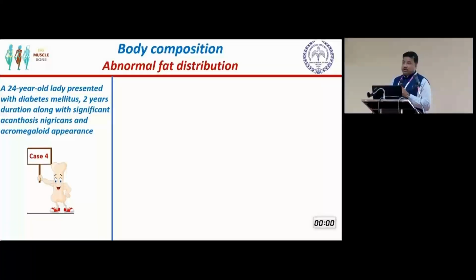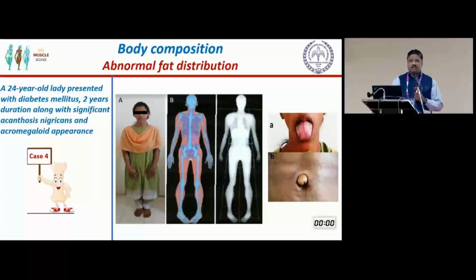This is the story of a 24-year-old girl who presented with diabetes of 2 years duration, severe acanthosis, and acromegaloid appearance. Any resident who sees her for the first time will ask for growth hormone and IGF-1. I remember Dr. Sahana had seen this patient. I think she tested twice for growth hormone and IGF-1 because she was so sure that this looked like acromegaly, but it wasn't. This is a clinical photograph. She's got an umbilical hernia, a large tongue, a very acromegaloid appearance.